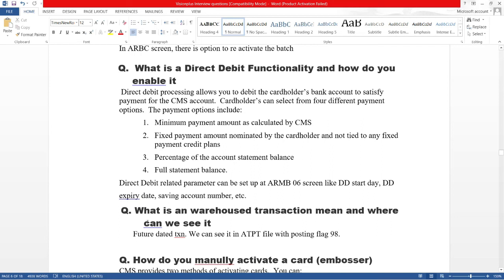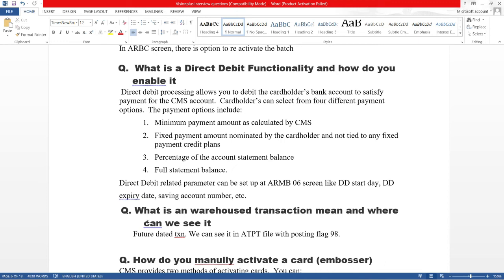Now the next question is what does a warehouse transaction mean and where can we see it? So we can say future dated transaction. Just take an example: today is the 10th, but we have given a check of 10,000, 15,000 to the bank, saying okay, on the 20th please debit 20,000 from my account. So the bank will put that check into the warehouse. So that comes under warehouse transactions.